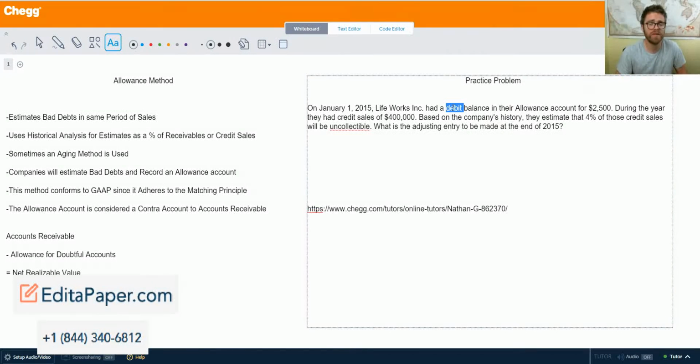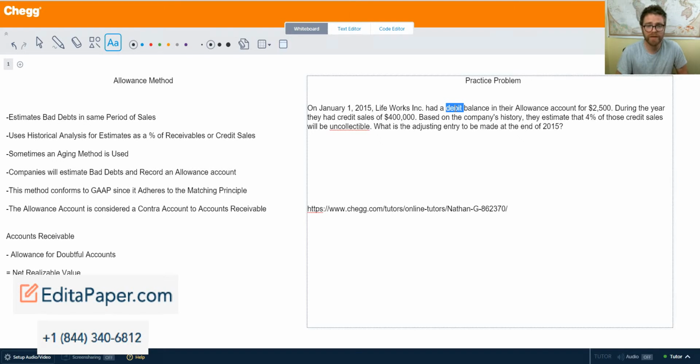So the allowance account, the normal balance, the positive balance, is credit. That's a positive balance. But they have a debit balance right here. So why is that? Well, the main reason is what we call write-offs. When you write off an account, you end up debiting allowance for doubtful accounts to remove it. That's what we call a write-off. Now, most likely write-offs exceeded their estimates. That's why they have a debit balance starting out.